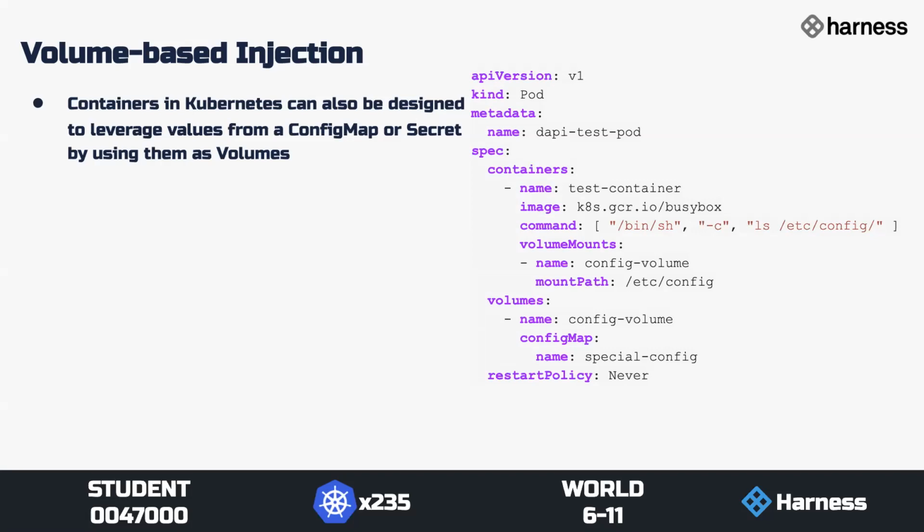So as you can see, we declared a mount path. So we're saying, here's the volume. Okay, so in the container, we're saying mount this volume on this specific mount path. So now I'm going to go look in that mount path for all the key value pairs in etc config. So that's how you can inject it as a volume.